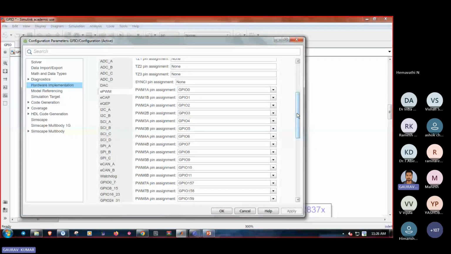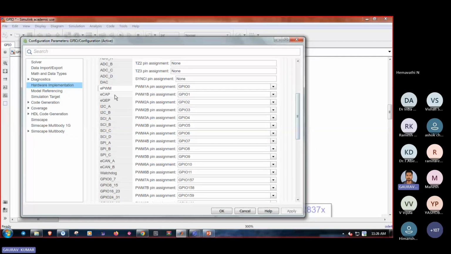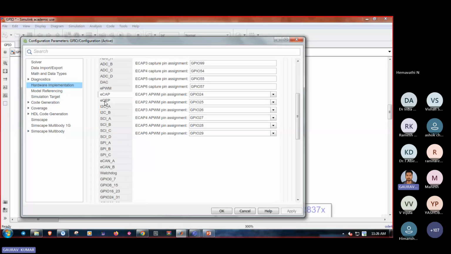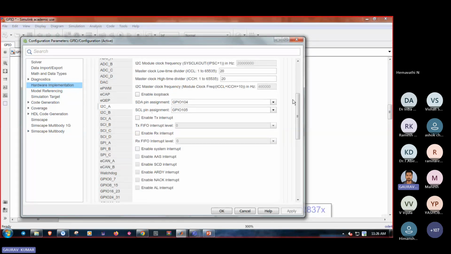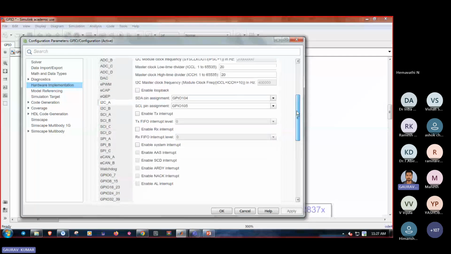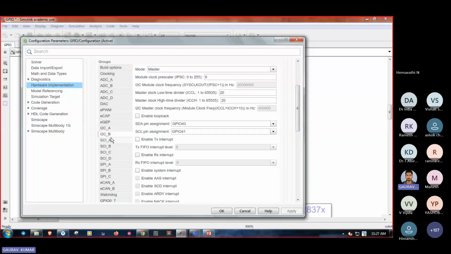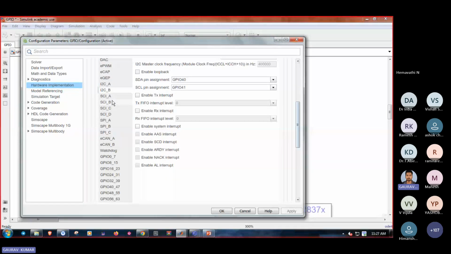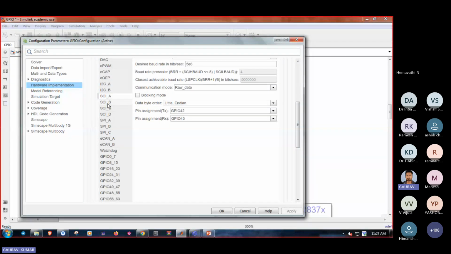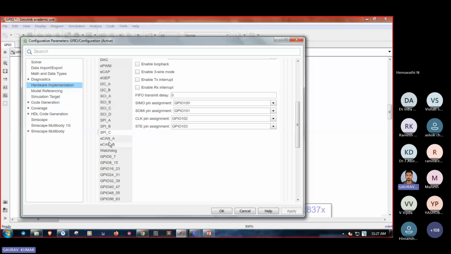This is the ECAP modules. We have a total of five ECAP modules, and three EQEP modules. We can see the I2C modules: we have A and B, two I2C modules. Some SCI modules, A, B, C, D, four SCI modules are there. SPI modules A, B, C are there. ECAN modules A, B, two ECAN modules are there.